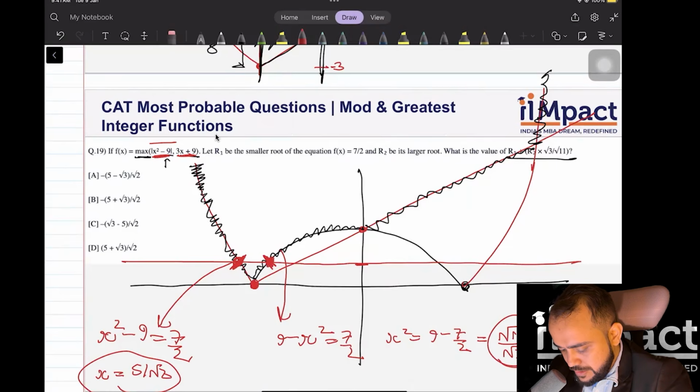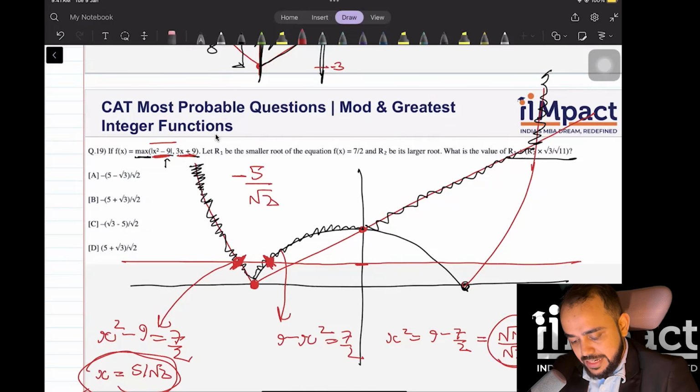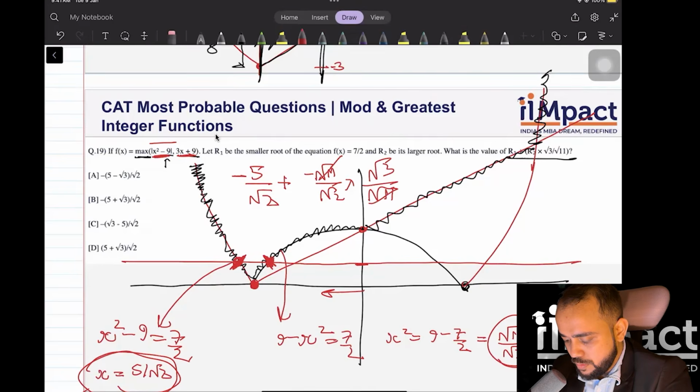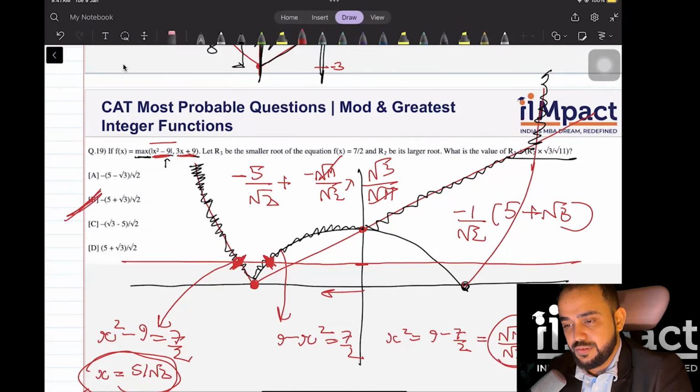So let's find the function. You have (r1 plus r2) into root 3 by root 11. So r1 is 5 by root 2. Sorry, this one will be r1 because all of these are on the negative direction. So minus 5 by root 2 plus minus root 11 by root 2, into root 3 by root 11. So root 11 cancels. Minus 1 by root 2 I will take common, and I'll get the answer, minus 1 by root 2 into (5 plus root of 3). So that is going to be option B.